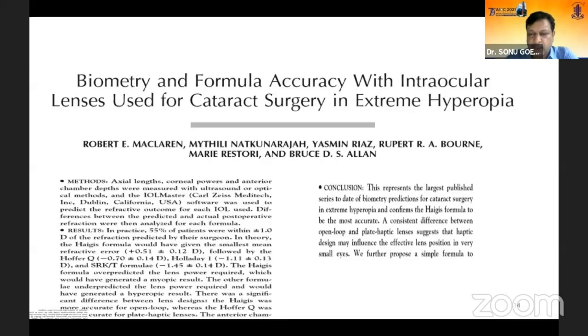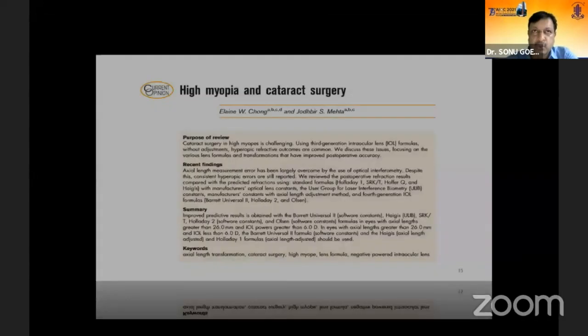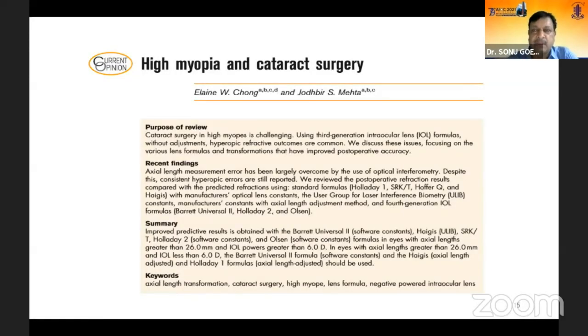There is a consistent difference between the open loop and plate haptic lenses. This is one very important point I want to highlight whenever we are dealing with short eyes. The lenses may be open loop or plate haptic, and there is always a difference. That means the haptic design always has an influence on the effective lens position, specifically when we are dealing with very small eyes. So this is one very important factor to choose the right type of lens when you are implanting in very short eyes.